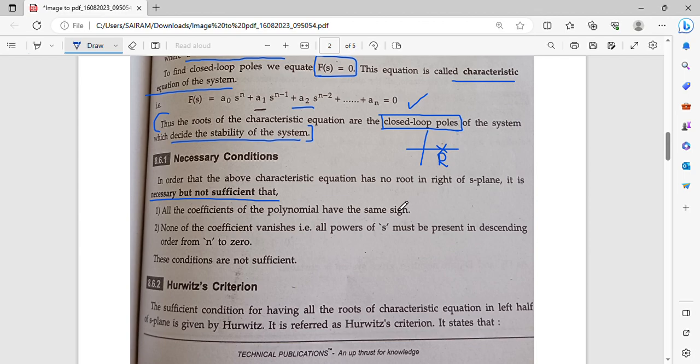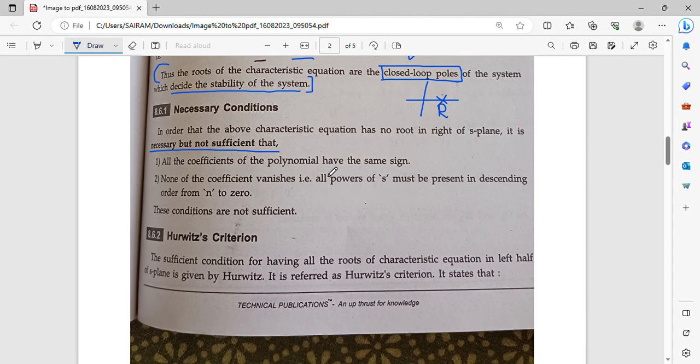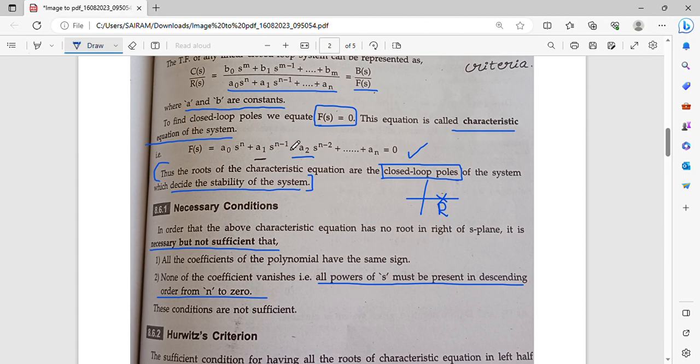So now it is necessary but not sufficient that all the coefficients of the polynomial have the same sign, and none of the coefficients vanishes, that is, all the powers of s must be present in descending order from n to 0. So he's telling that none of the coefficients vanishes. That means all the powers of s, which is this, must be present in descending order from n to 0. So it should start from n and go till 0, right? That is what it has told you.